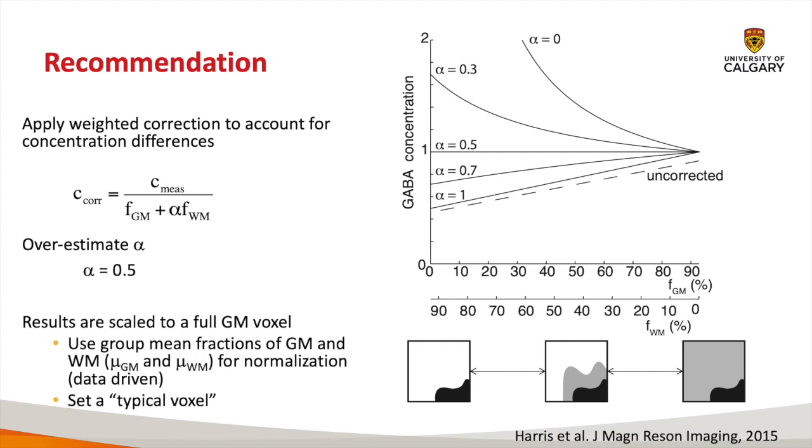I do want to note that this correction here, as I've presented it, corrects to a voxel that is 100% gray matter. Because it's 100% gray matter, you can compare across individuals or voxels that have different fractions, but it's maybe not completely representative. And so we propose a few alternatives. But in the interest of time, I'm not going to get into the details here. I'll direct you to my paper in JMRI, and I'm also happy to have a discussion offline with anybody who has questions about this.